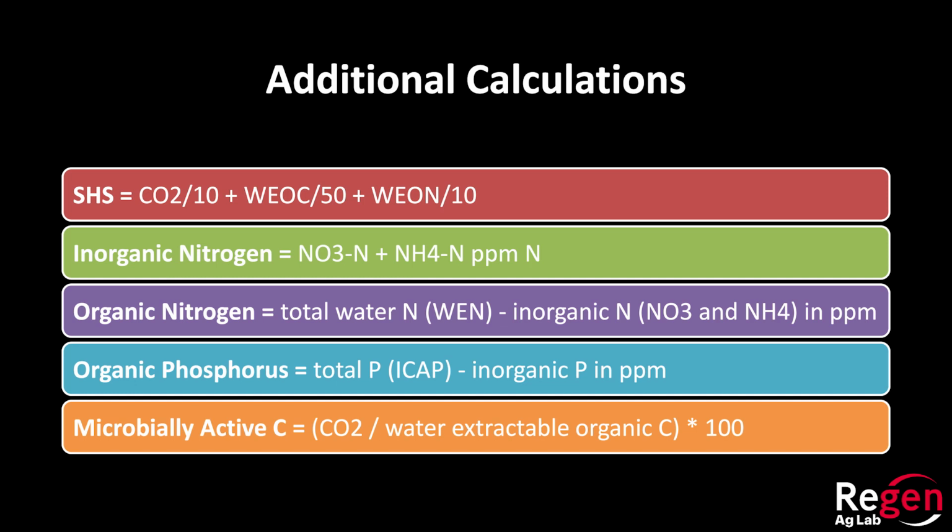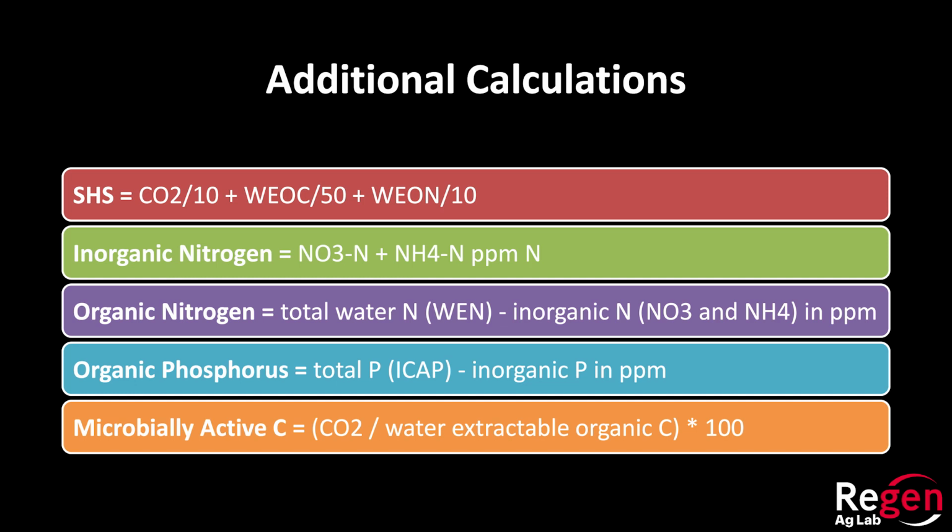Inorganic nitrogen is just nitrate plus ammonium. Organic nitrogen is total nitrogen in the water extract minus the nitrate and ammonium. I mentioned earlier organic phosphorus is total P minus inorganic P with the H3A extract. The one I want to talk about a little bit is microbially active carbon.